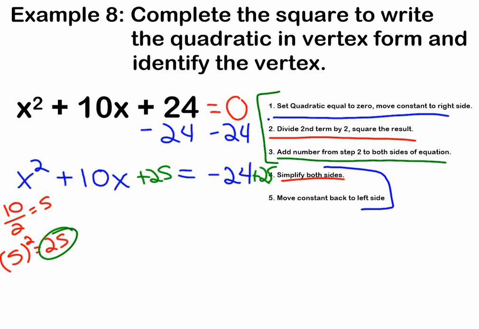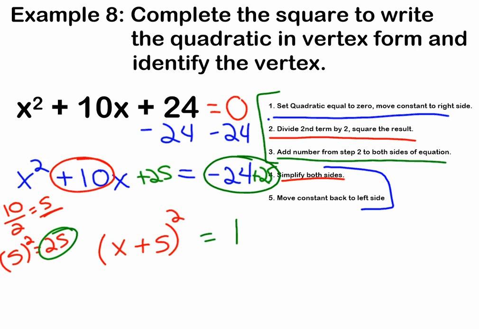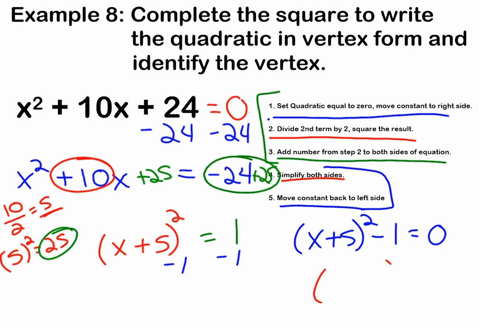So step 4, I'm simplifying. On the left side, I completed the square to get x plus 5. Remember, you can just divide this by 2. Whatever you get is going in the parentheses. And that equals negative 24 plus 25, which is positive 1. Step number 5 says, move the constant back to the left side. So I'm going to subtract 1. That's going to give me x plus 5 squared minus 1 equals 0. My vertex is going to be at negative 5, negative 1. There you go.